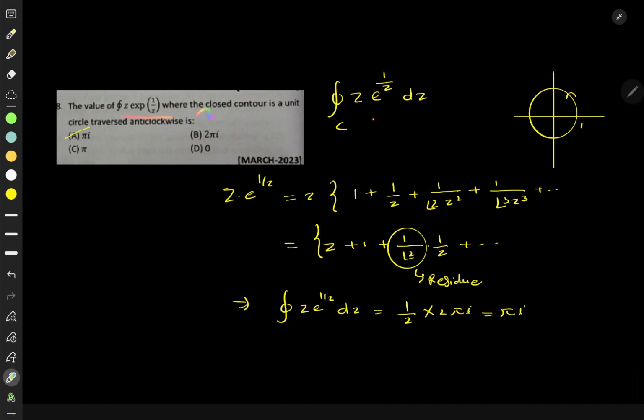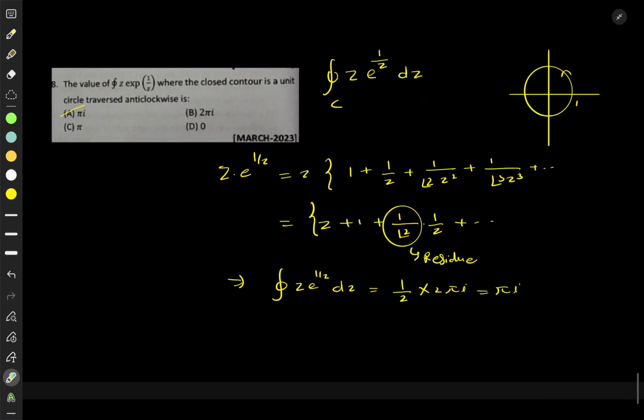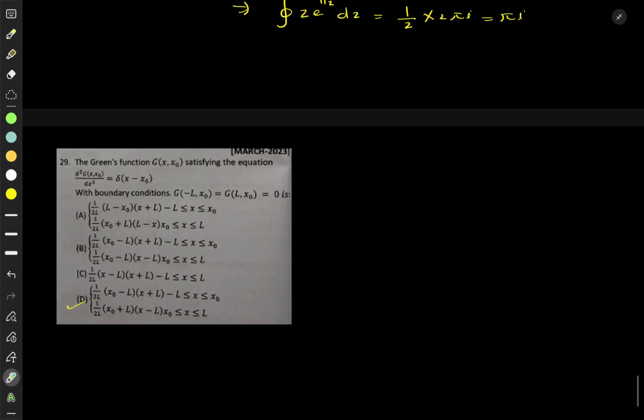Again, same question. |z| equals 100, unit circle, anticlockwise. So just expand it. And the residue is the coefficient of 1 by z. So 1 upon factorial 2, so 1 upon 2 and 2 pi iota gives pi iota. So you can have an approach like this also. You don't always have to calculate like we explained earlier. Sometimes you can just expand the function and get the coefficient of 1 by z, and you will have the residue. So just simply look at the function and try to find the simplest and least time-taking way to solve the question.